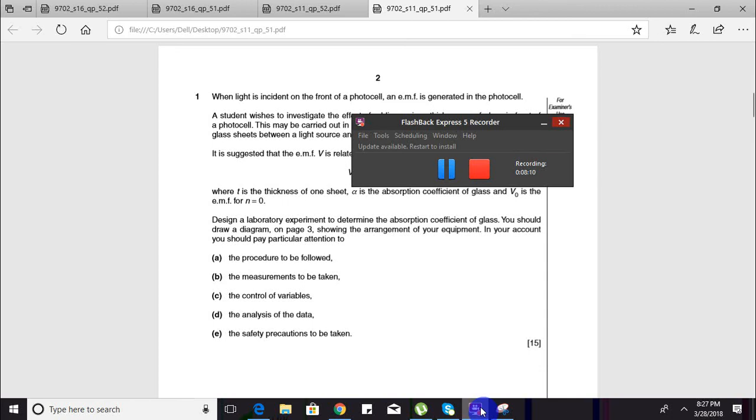Right? So if you draw ln V on the y-axis against n on the x-axis, and you get a straight line which does not go through the origin, because we have ln V naught, which is basically c, that is the y-intercept, then whatever relationship that is given is correct.